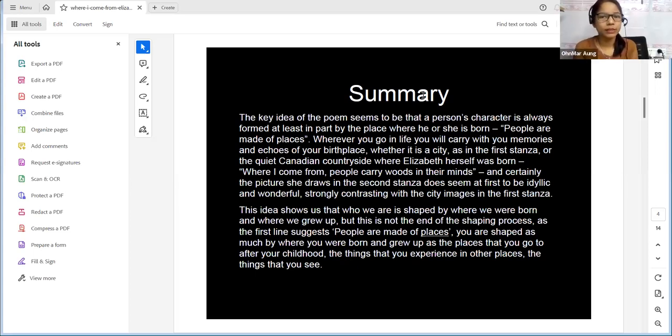This idea shows us that who we are is shaped by where we were born and where we grow up. But this is not the end of the shaping process. As the first line suggests, people are made of places. You are shaped as much by where you were born and grow up as by the places you go to after your childhood, and the things that you experience and see in other places.